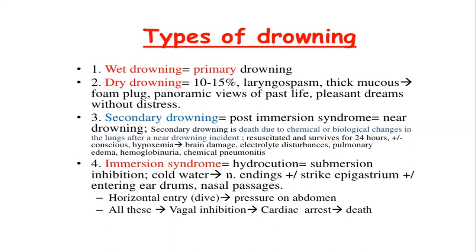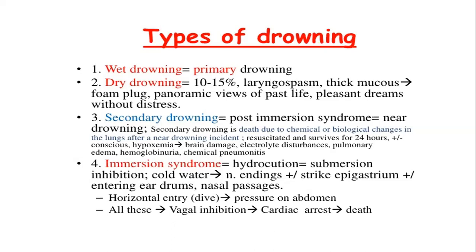But the one thing you need to know about secondary drowning is that post-immersion syndrome is there. That means in near drowning, the patient survives, does not die, but there will be chemical and biological changes in the lung because of that near drowning. Especially if the patient undergoes resuscitation, there is an abnormality in the lung and survives more than 24 hours. Because of hypoxia, there might be brain damage, and the patient may end up with permanent brain damage, like a stroke, bedridden, cannot see, cannot hear. Because of electrolyte imbalances, the patient may develop cardiac arrest. After that, you need to resuscitate and the patient survives. Because of pulmonary edema, there may be pulmonary injury, and there may be hemoglobinuria because of hemolysis.